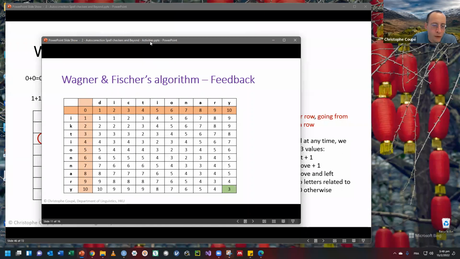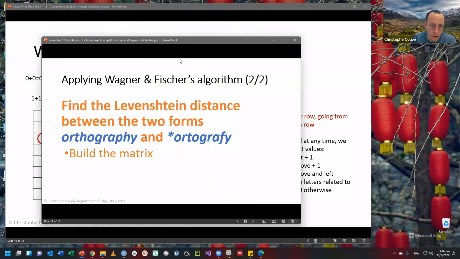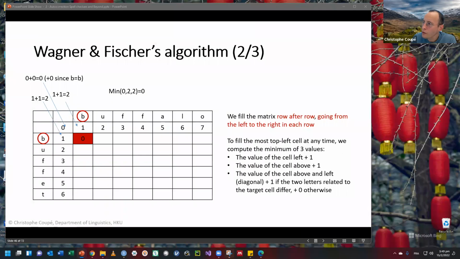How would you do that with a computer? You could try later to do orthography and orthography and see. What I want to show you is this one. And I will upload this on the Google Drive as well.